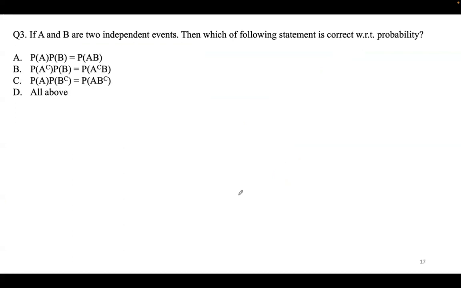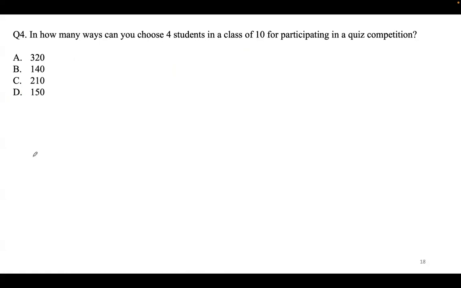Next question. If A and B are two independent events, which of the following statements is correct with respect to probability? All of them. For independent events, the first one is obviously correct. And we also saw how we can derive the next two, right? Another one which is going to be correct in this case is this, which is also correct. So all of the above.